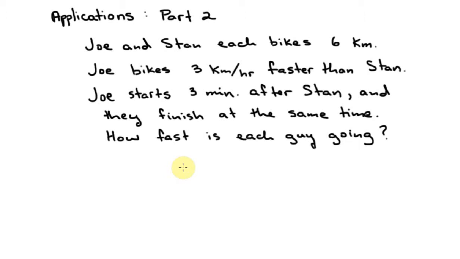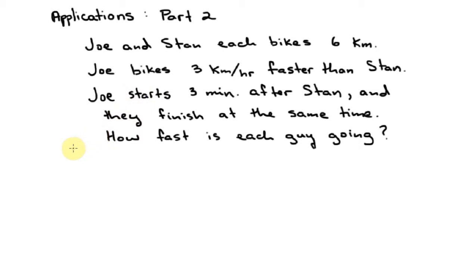All right, this is Applications of Quadratic Functions, Part 2. And I've written up today's example. We have here Joe and Stan each bikes 6 kilometers. Joe bikes 3 kilometers per hour faster than Stan. Joe starts 3 minutes after Stan, and they finish at the same time. Now that's because Joe's faster, right? He's 3 kilometers per hour faster. How fast is each guy going?